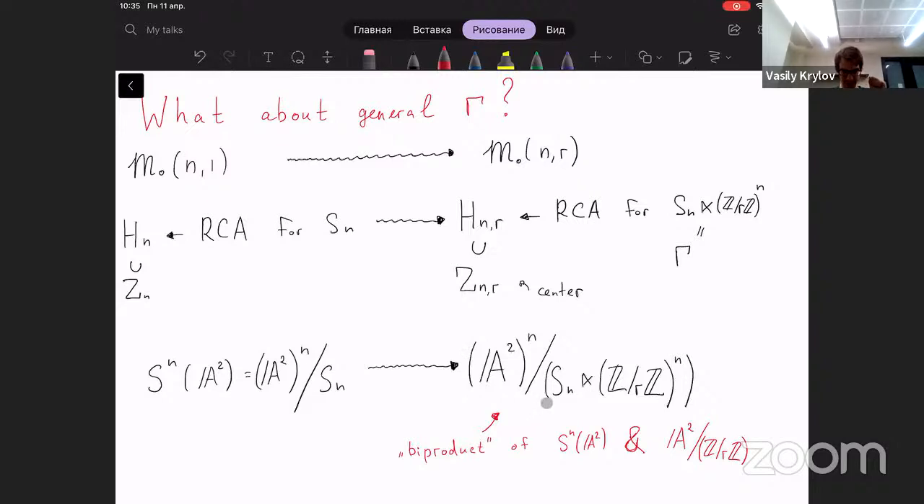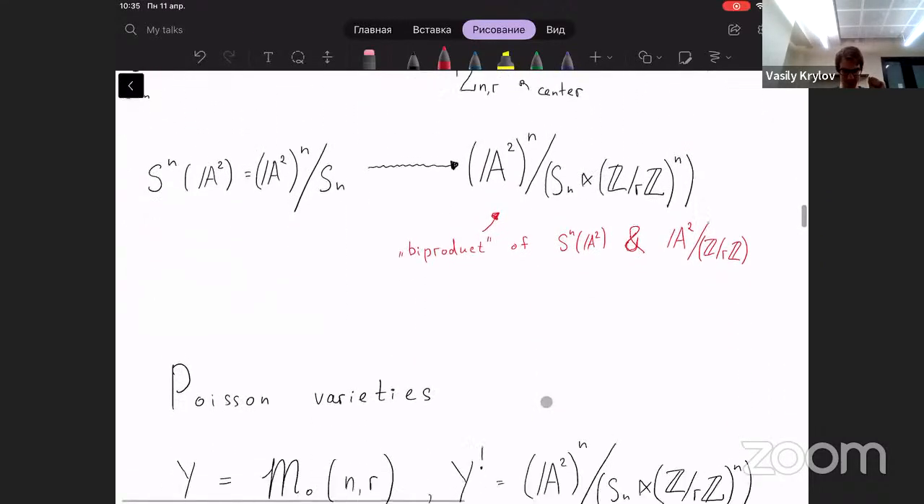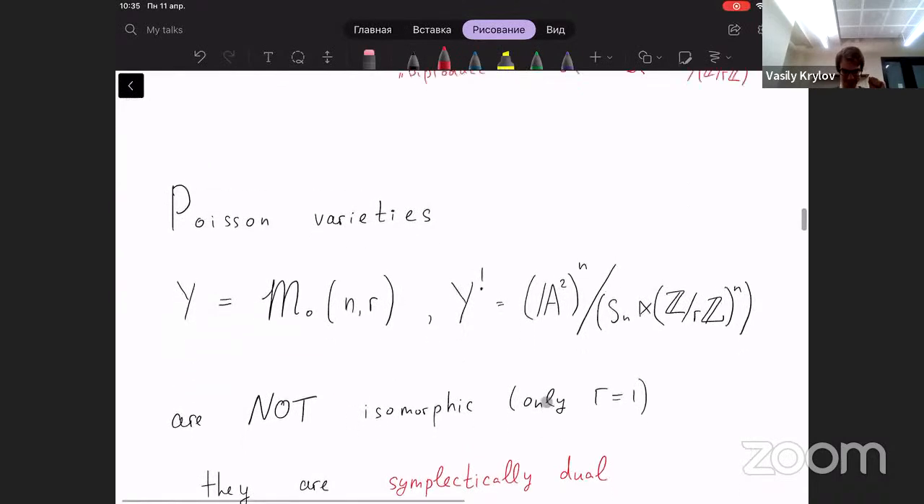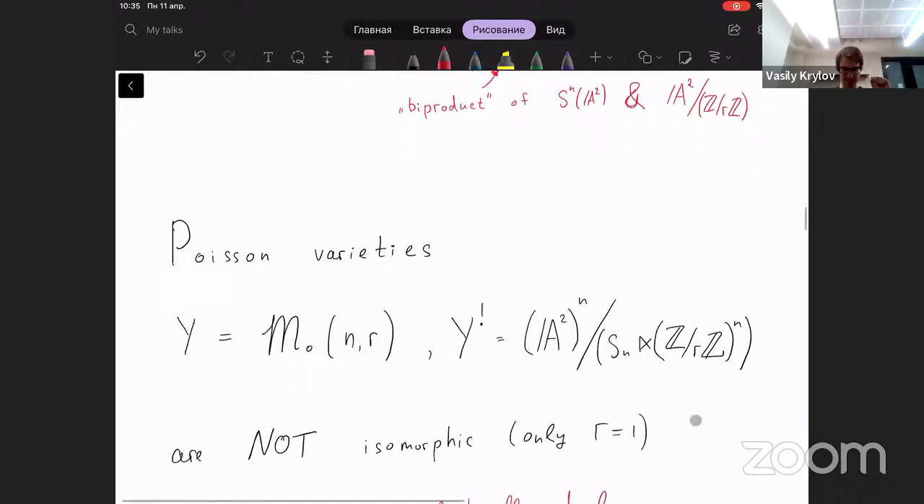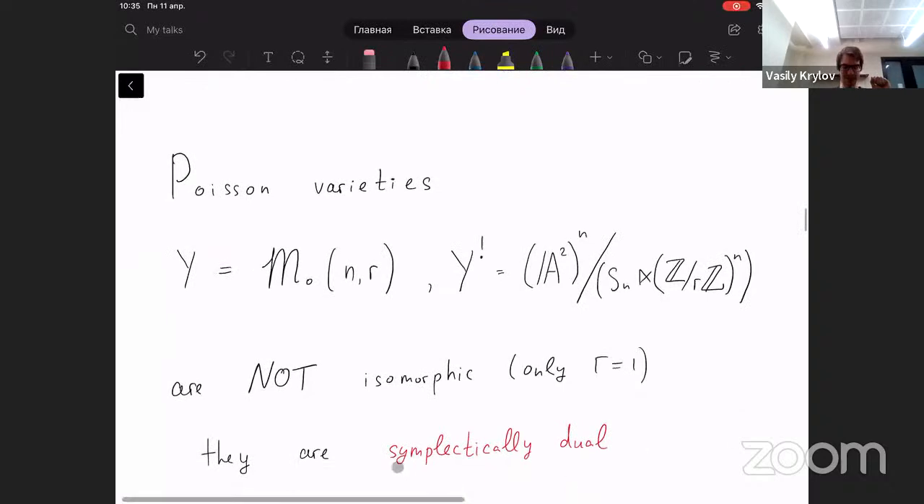Okay, but what is the point? The point is that now for arbitrary R, these two spaces are not isomorphic. This is true only for R equal to 1, these Poisson varieties. That's why I denote one by Y and another by Y shrink. But what is true is that they are symplectically dual.